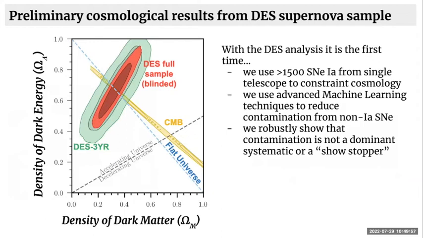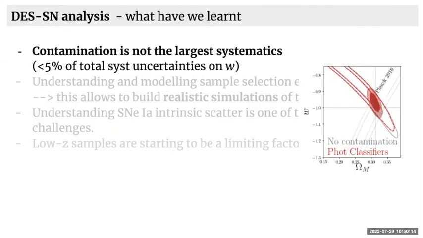Before switching to LSST and concluding my talk by looking at the future, I want to summarize the lessons that we're learning in DES, which I think are very important to keep in mind while we prepare for LSST. So if you go to the next slide, I tried to build a series of bullet points of the things that I think have been very interesting for the DES analysis and that we should keep in mind for LSST. The first one is that contamination, especially now in the machine learning era, seems to be not a second order problem somehow.